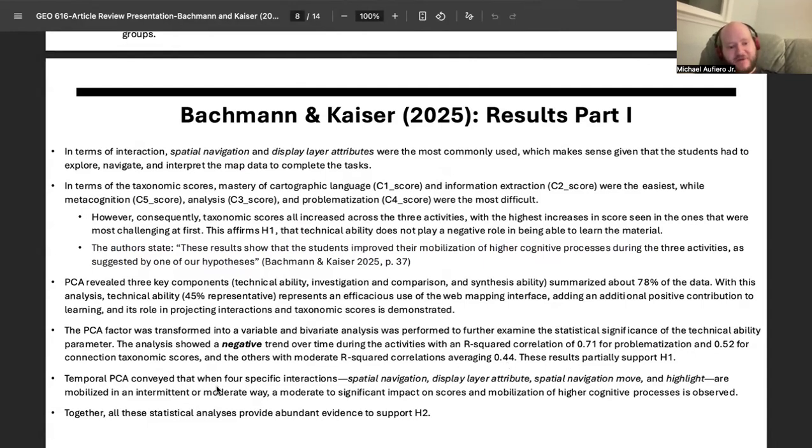Temporal PCA conveyed that when four specific interactions, spatial navigation, display layer attributes, spatial navigation move, and highlight are mobilized in an intermittent or moderate way, a moderate to significant impact on scores and mobilization of higher cognitive processes is observed.